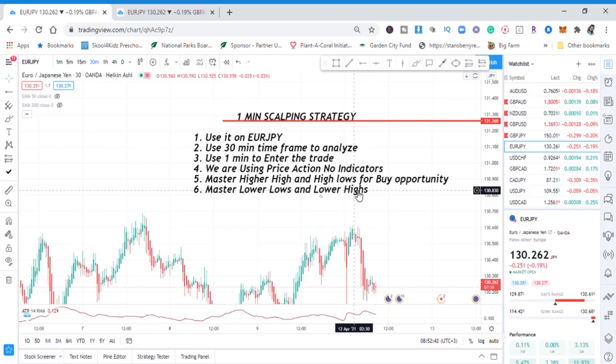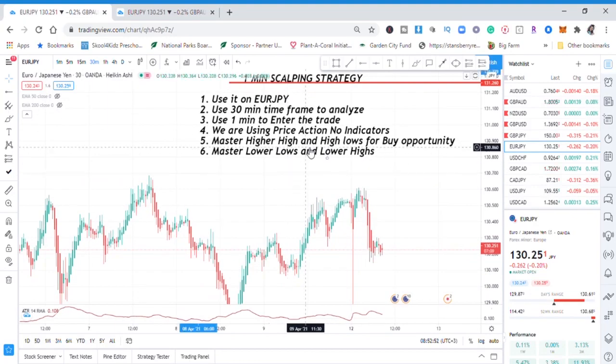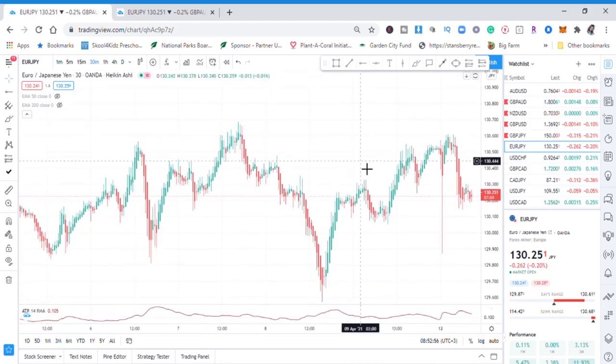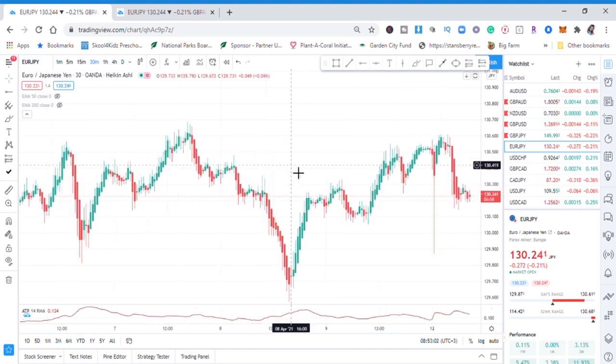So this is our chart. This is our Euro JPY on the 30 minutes time frame. What you need to see is where there's a rejection of, let's say, more than 5 to 7 candles. As we can see here, there has been a rejection of so many candles for about 30 minutes each.